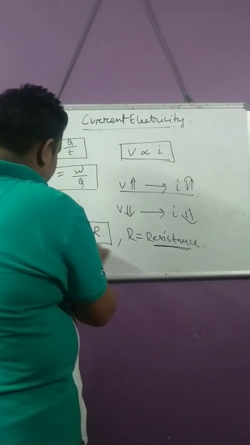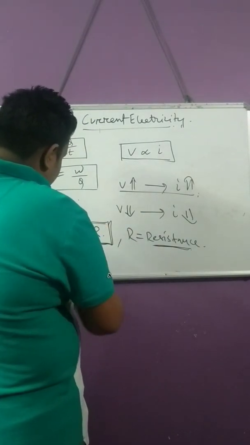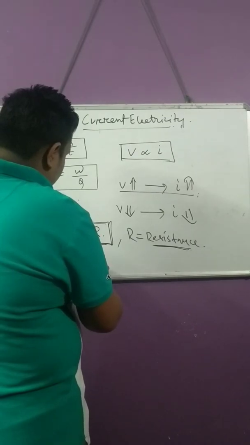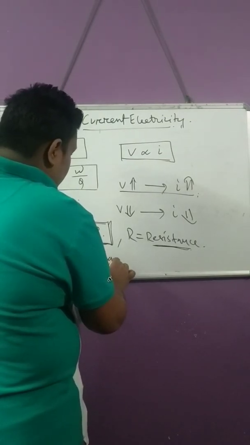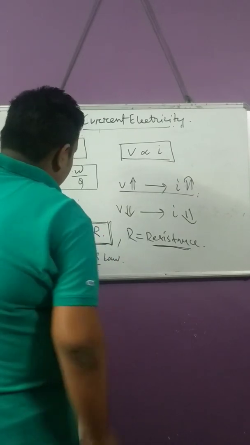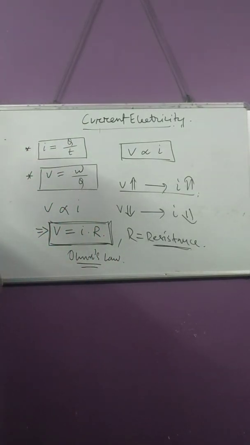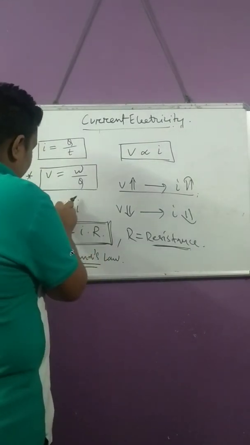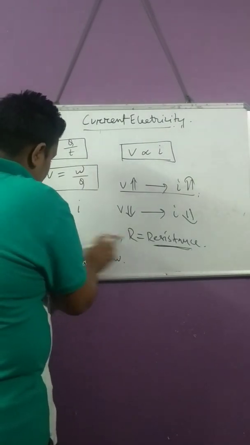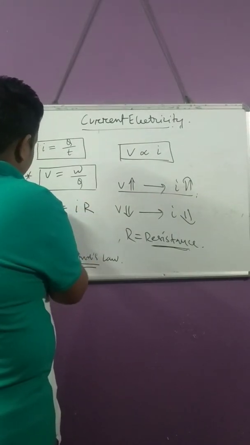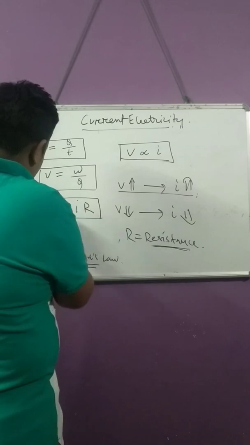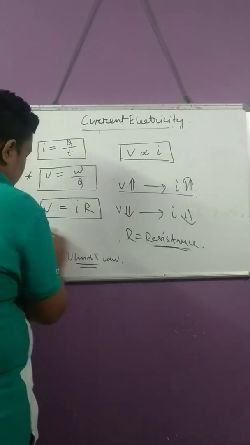But what is this? V equal to IR. This is nothing but Ohm's law. This is known as Ohm's law. We will discuss Ohm's law in details in our next classes. Today we should end up here. But remember, we have got our third formula of this chapter, which is V equal to IR. Please mind it.